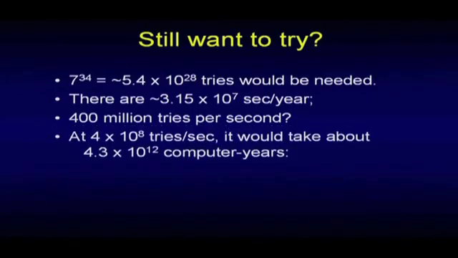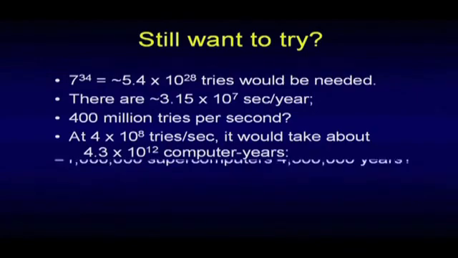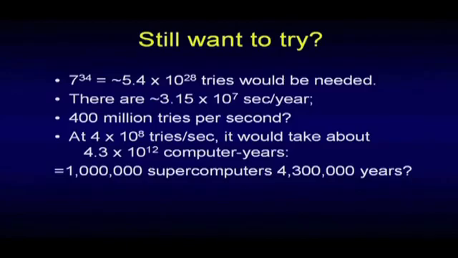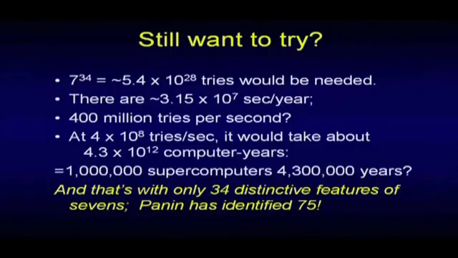Now, it will draft a candidate group of 12 verses by some statistical design. You can try 400 million of those per second, okay? If you can try 4 times 10 to the 8th tries per second, that means it's going to take you about 4.3 times 10 to the 12th computer years. In other words, if I gave you 1 million supercomputers and gave you 4.3 million years to do it, you might have a chance of having this happen by accident. And that's with only 34 distinctive features of sevens. Panin has identified 75 of them.